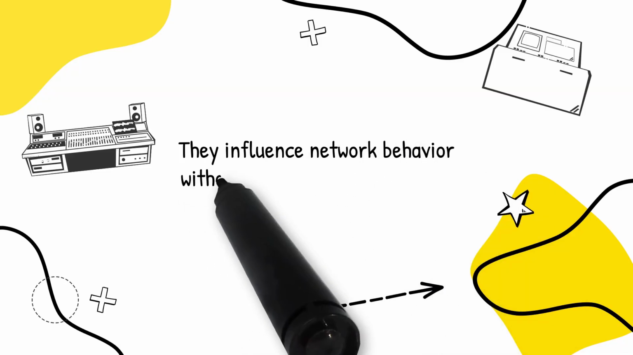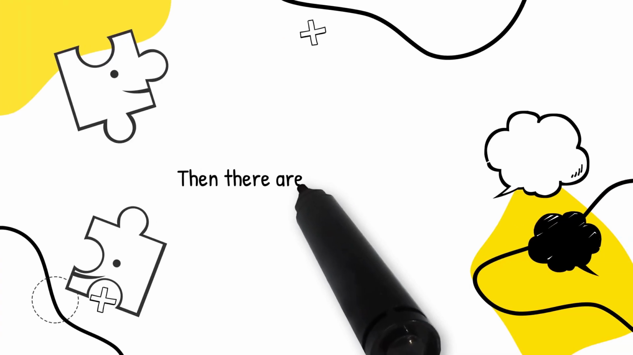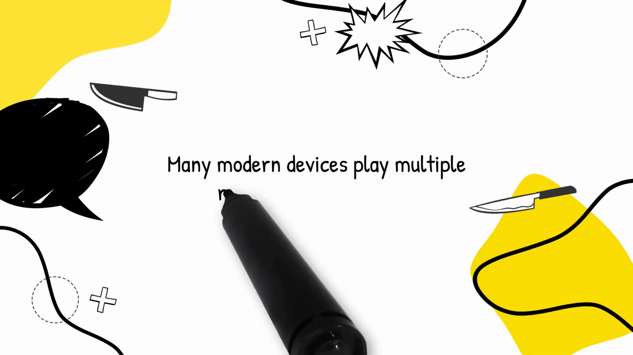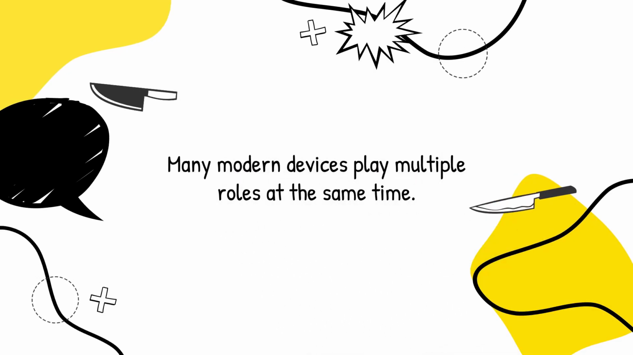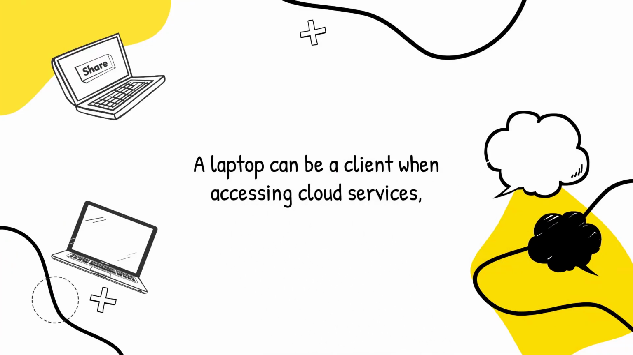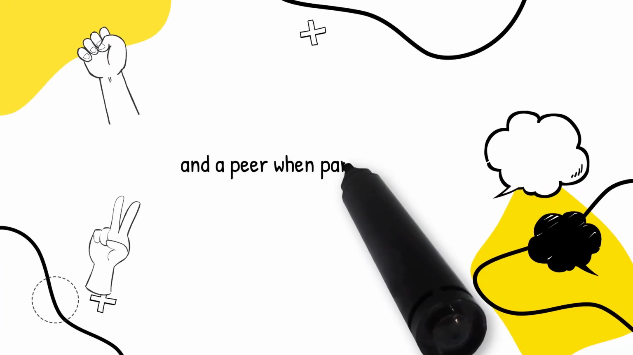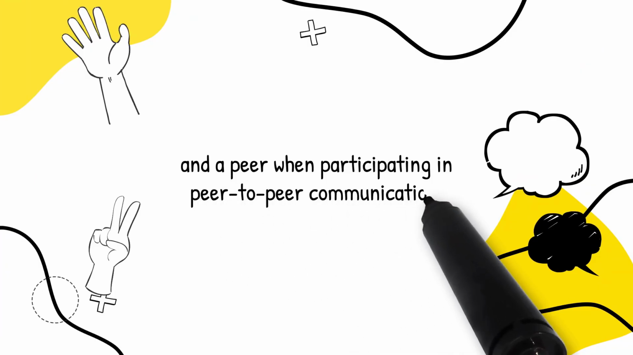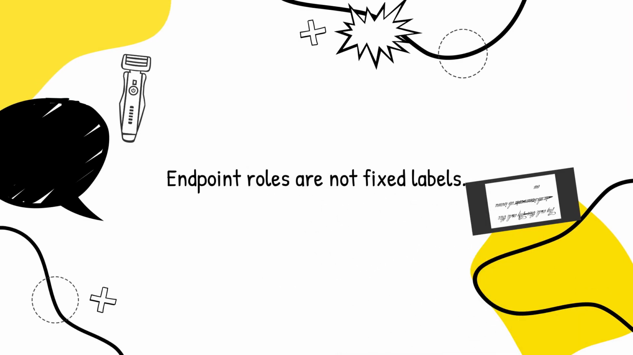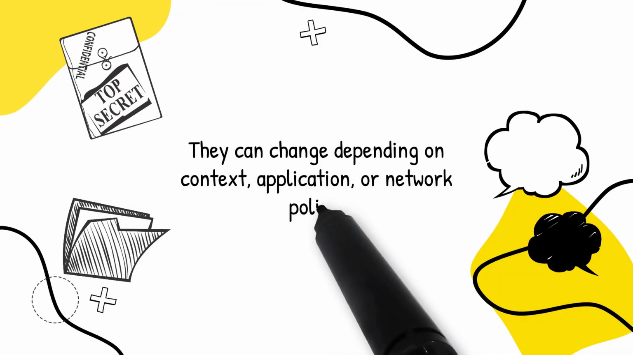Then there are hybrid endpoints. Many modern devices play multiple roles at the same time. A laptop can be a client when accessing cloud services, a server when sharing files, and a peer when participating in peer-to-peer communication. Endpoint roles are not fixed labels. They can change depending on context, application, or network policy. This flexibility is powerful, but it also increases complexity.